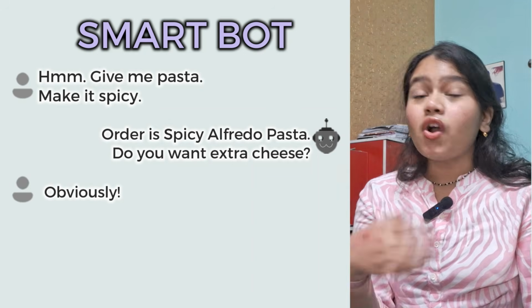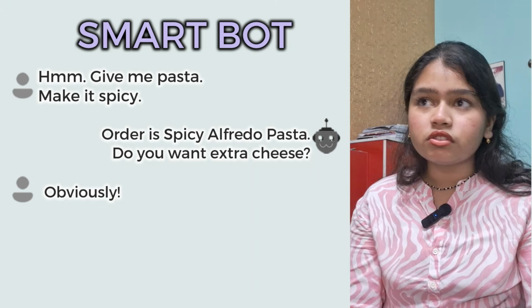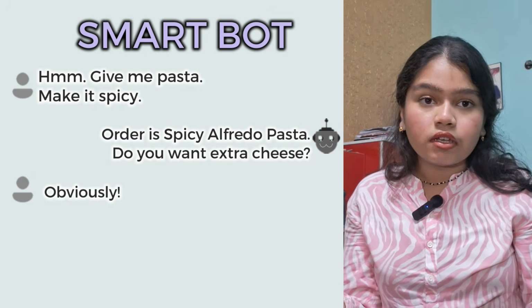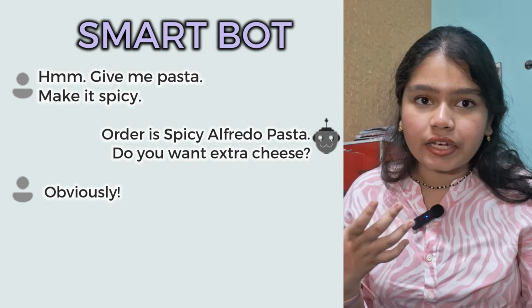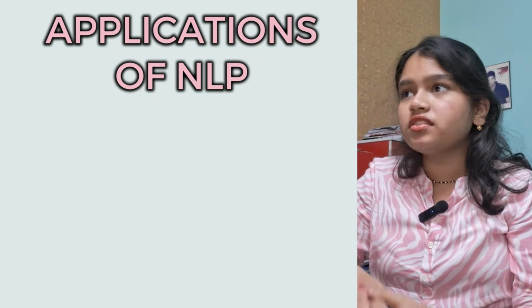So I say, obviously. So I don't say yes or no. I say obviously, just as I want to. A normal conversation. So here the chatbot uses NLP to understand what we are telling it. Got it? And lastly, we have applications of natural language processing.